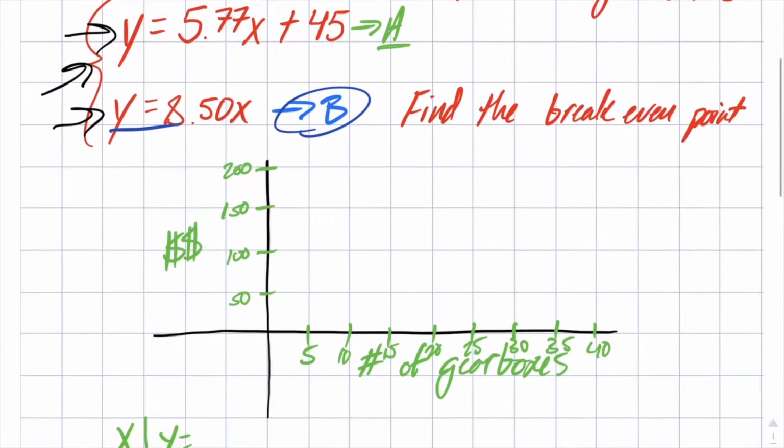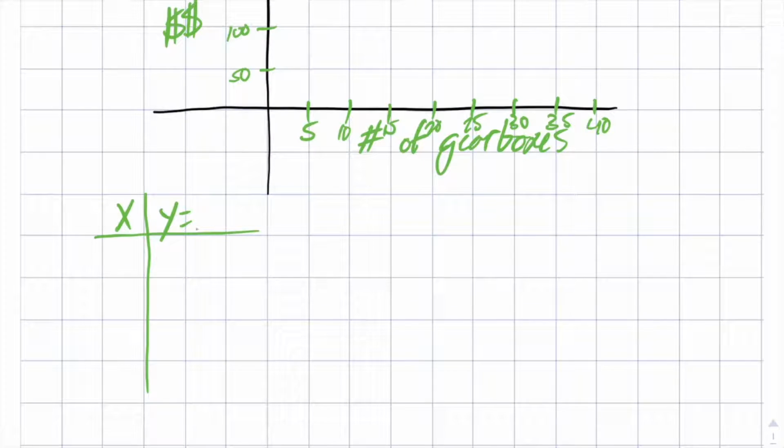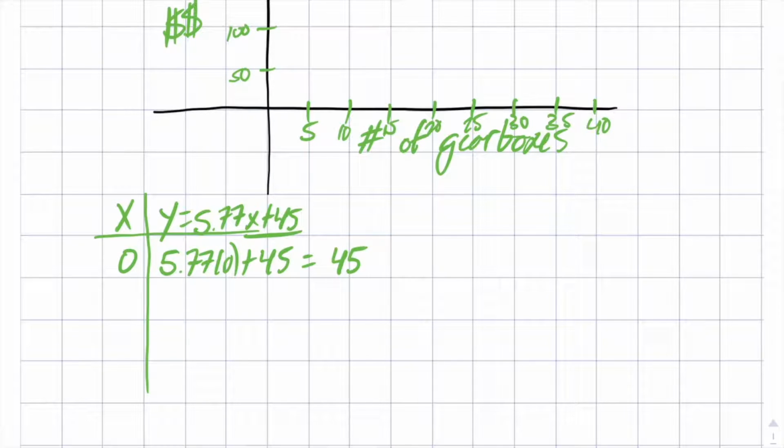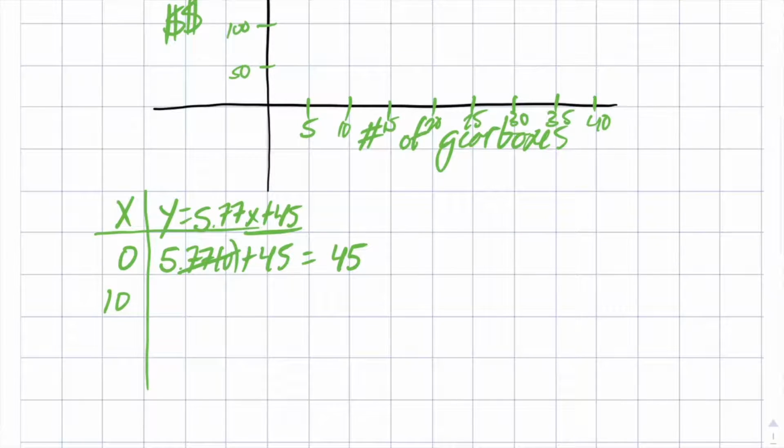What was it? 5.77x plus 45? So when x is 0, 5.77 times 0 plus 45 is just 45. Because this cancels. Okay? When x is 10, and I just skipped around. This is 0 here.